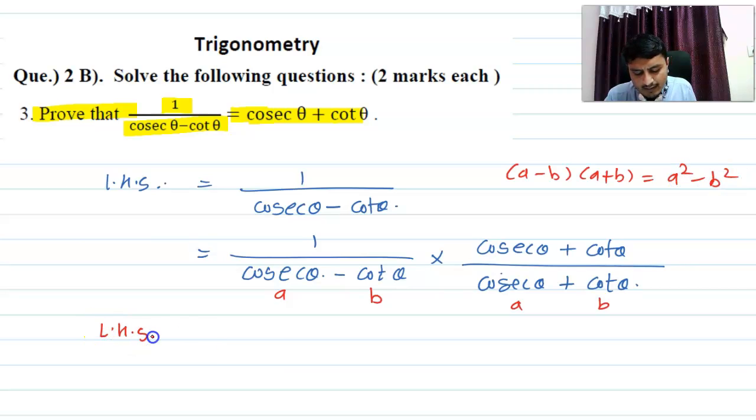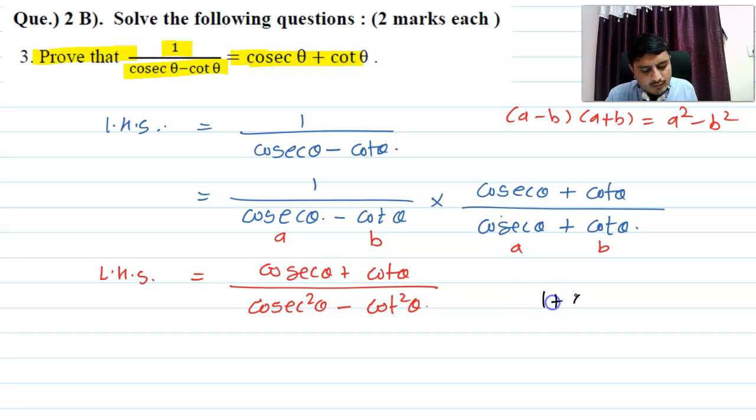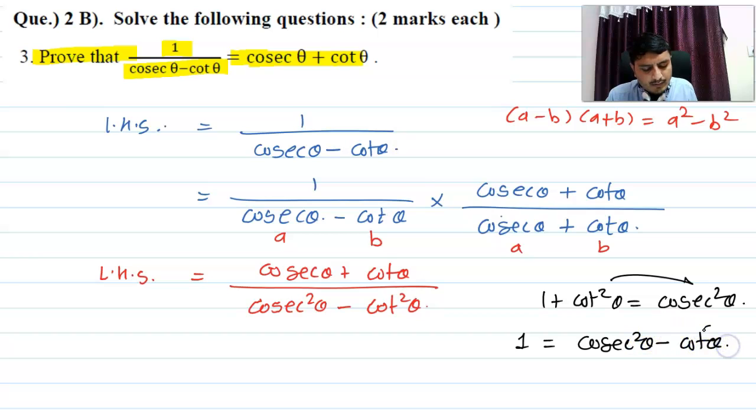So after simplifying the LHS, we are getting 1 into cosec theta plus cot theta, that is cosec theta plus cot theta, and the whole divided by cosec theta minus cot theta into cosec theta plus cot theta. We are getting cosec square of theta minus cot square of theta. Now we have the trigonometric identity 1 plus cot square of theta equal to cosec square of theta. Once we shift cot square of theta from LHS to RHS, we are getting 1 equal to cosec square of theta minus cot square of theta.